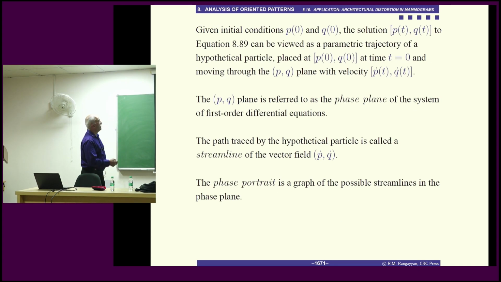So given initial conditions P0 and Q0, the solution to P(t), Q(t) is viewed as a parametric trajectory of a hypothetical particle at P0, Q0 at time 0, and then it moves with some velocity P dot, Q dot in that PQ plane. So the PQ plane is called the phase plane, and the path traced by this hypothetical particle moving is called the streamline. And the phase portrait is a graph of the possible streamlines in the phase plane depending upon that differential equation.